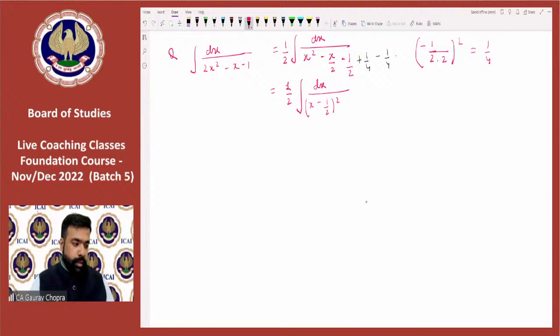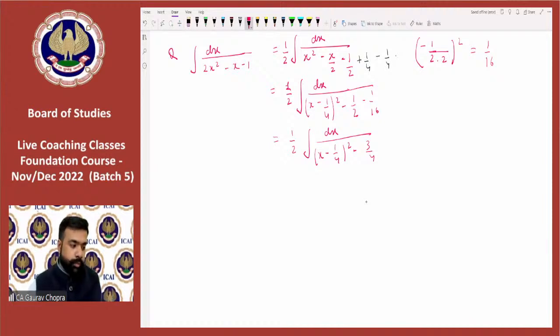Or we can write, I think we have to make some correction here. Yes, it was 1 by 4 square, so it becomes 1 by 16. So here we can write 1 by 4 whole square minus 1 by 2 and then minus 1 by 4. So how much are we getting? 1 by 2 dx divided by x minus 1 by 4 whole square minus 3 by 4, and here also we can write 1 by 16.